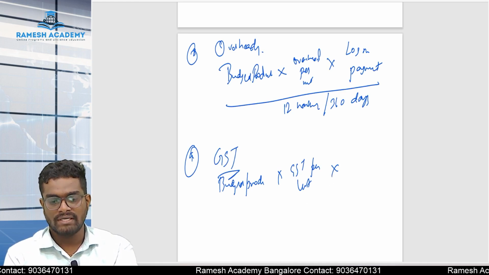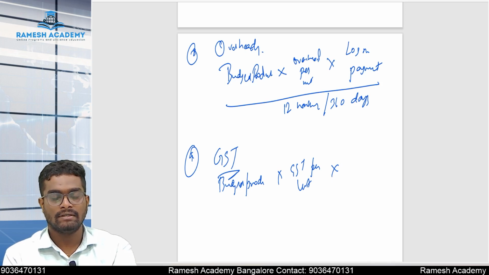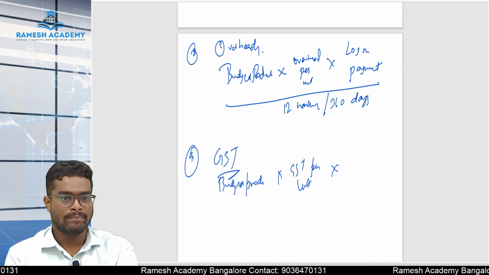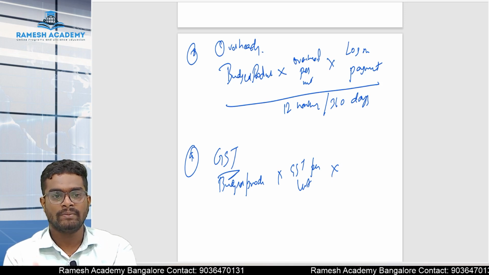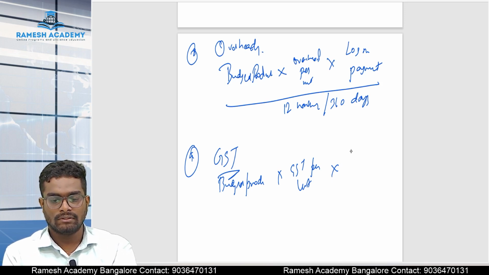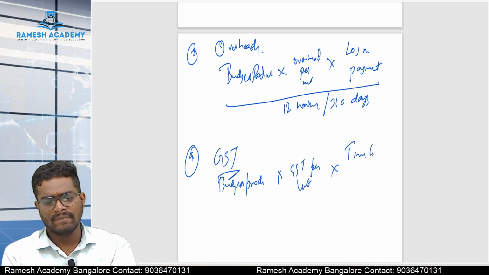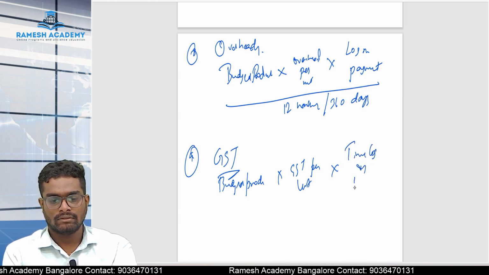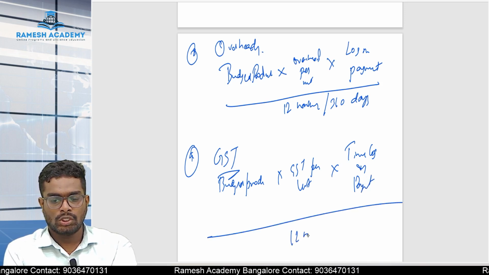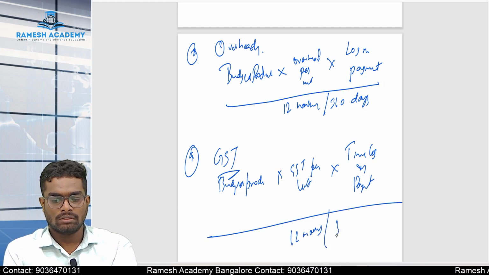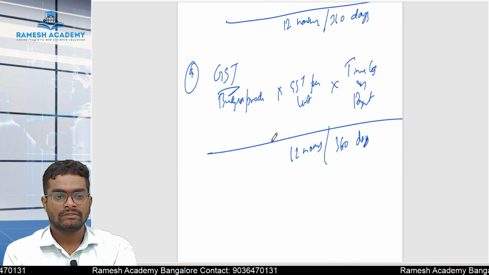So if you have made sales in April, you will be making payment on May 20th, normally in India. So in India, we will be making payment which should be paid by 20th. So time lag in payment, they will be given in the question, okay? Obviously 12 months or 360 days. Okay, this is the GST.